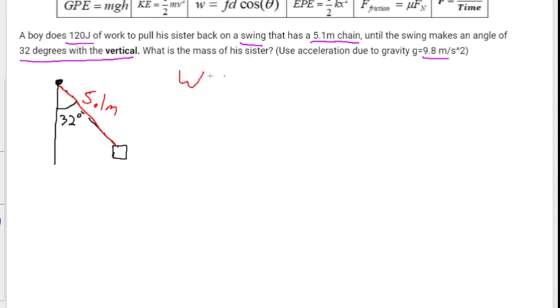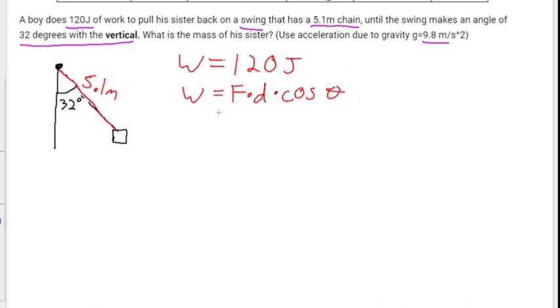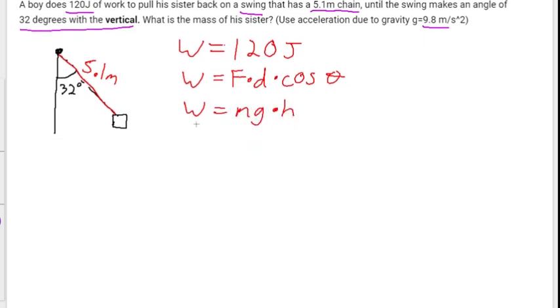Again, the work that the child does is 120 joules. And the way that we're going to solve this is by figuring out how that work is being done. Well, that work is being done against gravity. So we know that work is equal to F times D times cosine theta. In other words, the energy here due to that work is coming from gravity. So work is really equal to mass times gravity times height. And the question is, how much height is this child pulling his sister back with?